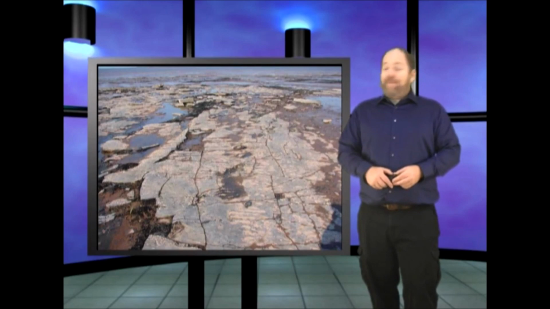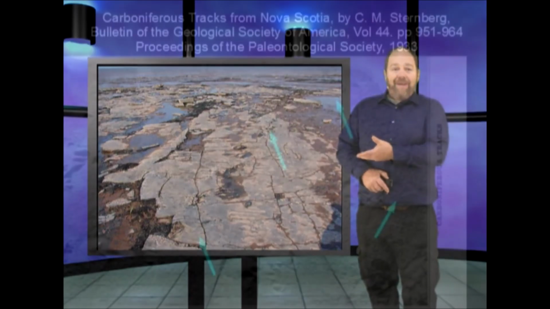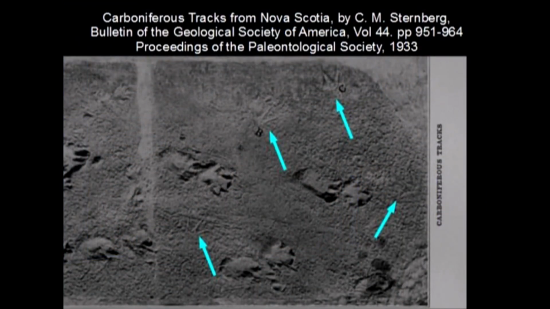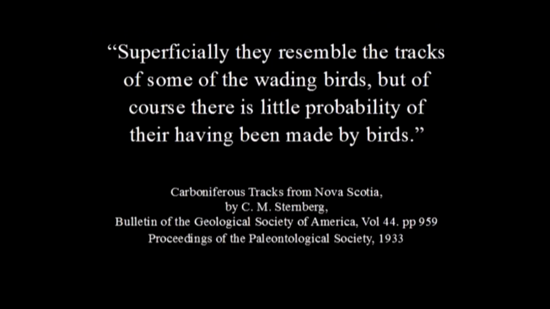But the thing is, this is also old news. A trail of fossil footprints was found on the same beach in the 1800s by famous geologist William Logan. The tracks are very clearly identical to those of modern wading birds. Now, in his paper to the Geological Society of America in 1933, C.M. Sternberg wrote of the tracks saying, "Superficially, they resemble the tracks of some of the wading birds, but of course there is little probability of their having been made by birds."